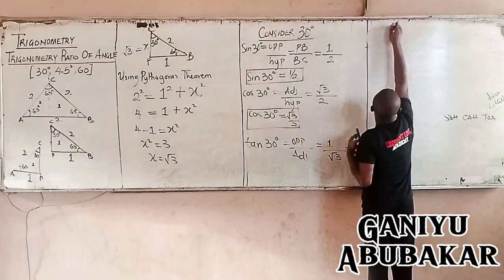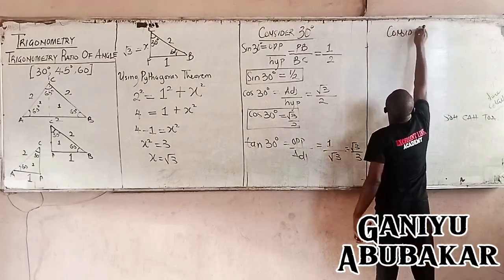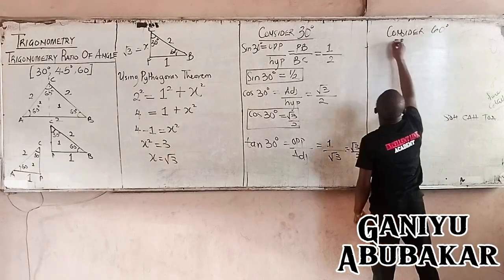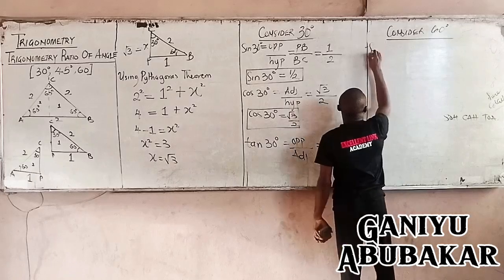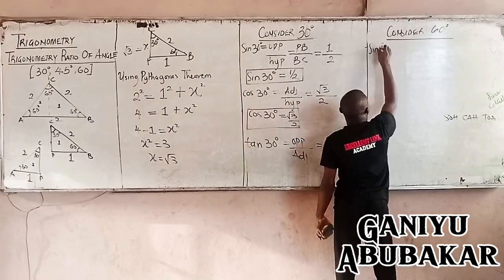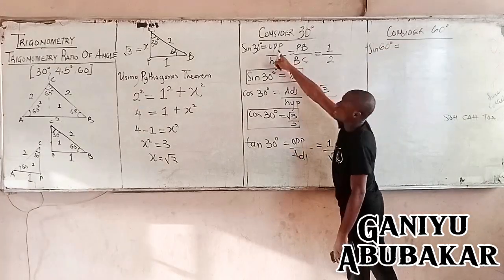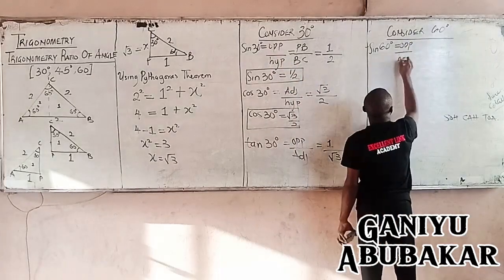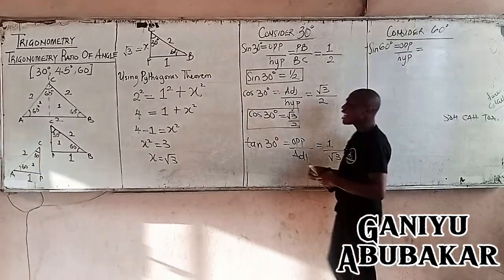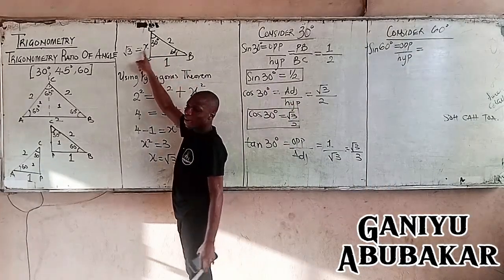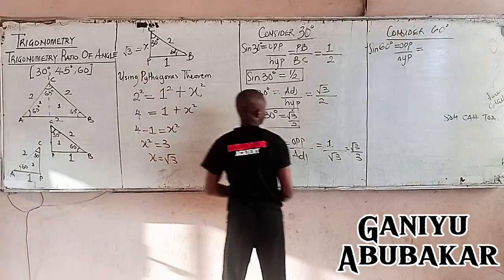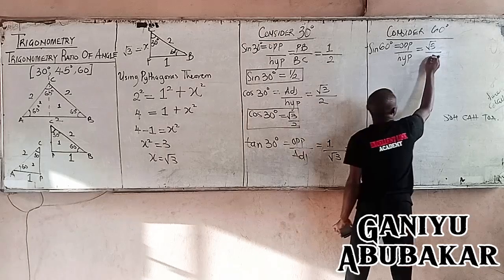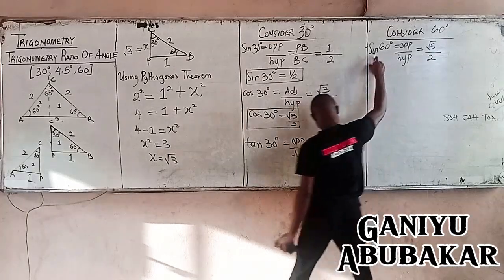So consider 60 degrees. What do we get? Let's start with sine, please. For sine 60, what's sine? Opposite over hypotenuse. So I have opposite all over hypotenuse. If I'm considering angle 60, this becomes my opposite, right? So I have root 3. So root 3 all over, what's the hypotenuse? That's 2. I have root 3 over 2.